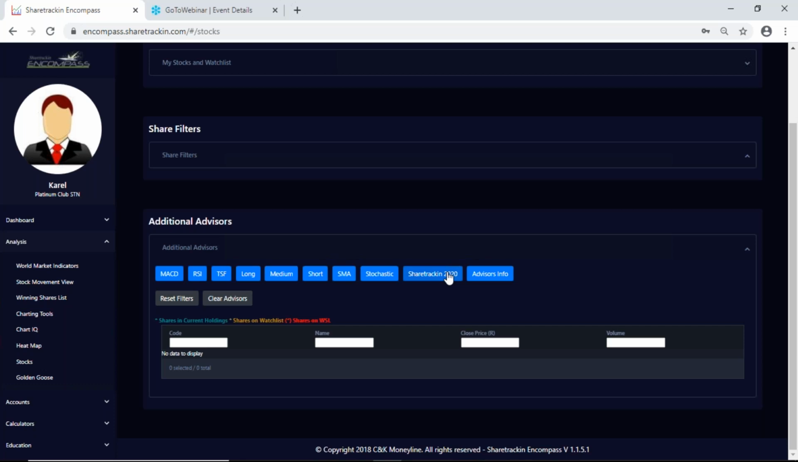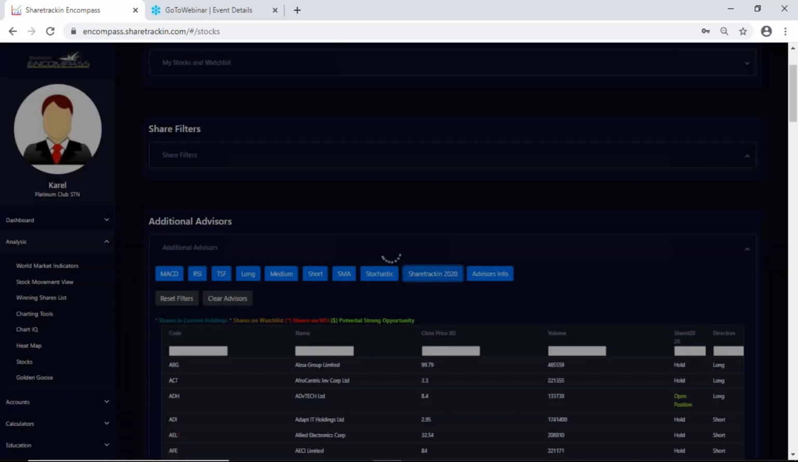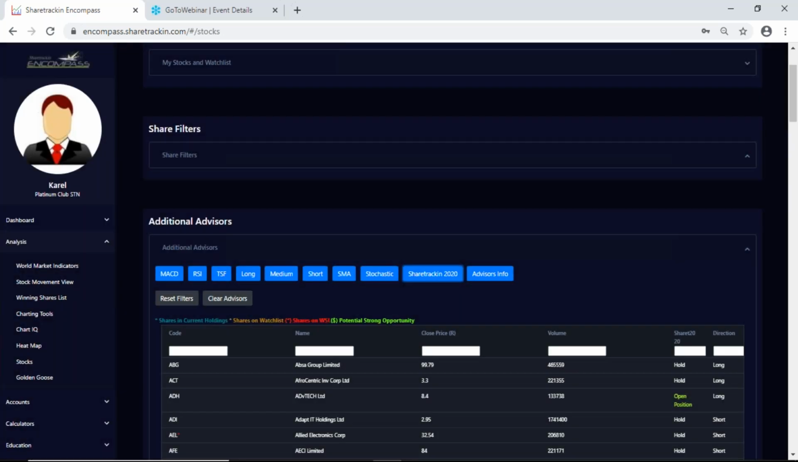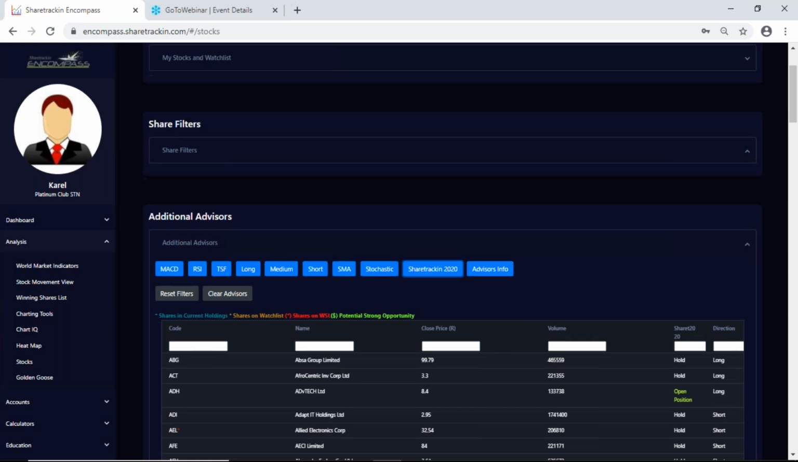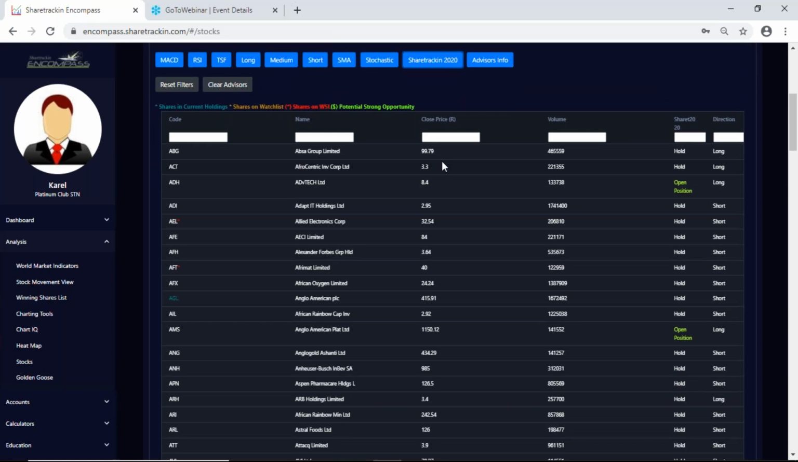And you will see there's a Sharetrackin 2020 right now. If I click on it, automatically it starts loading. We just give it a chance to finish loading. Now, it gives me the company's code, the company's name, the closing price for the previous day, the volume it traded for the day, and then it says Share T 2020.